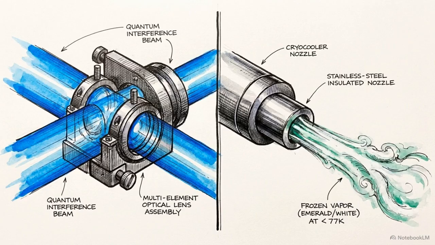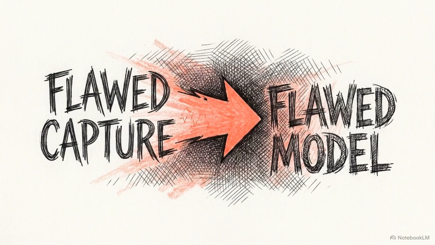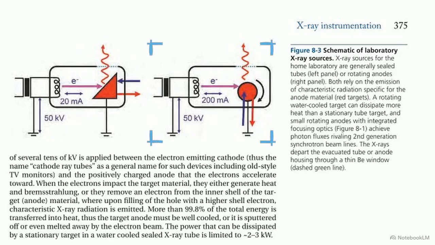Treating this instrument as a tunable chain of quantum and optical interventions rather than a black box is the only way to avoid the trap of garbage in, garbage out data collection. This schematic shows the origin point of the pipeline, the X-ray source. Here, high-energy electrons are accelerated and violently decelerated as they impact a target material.